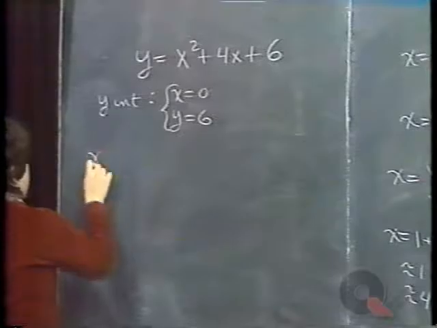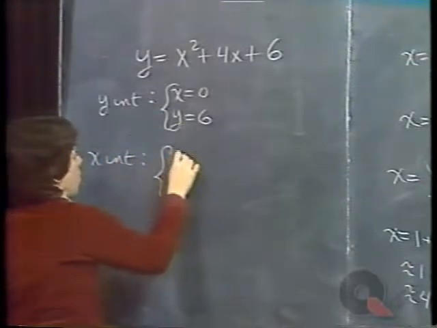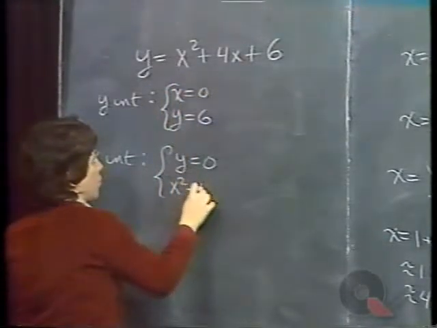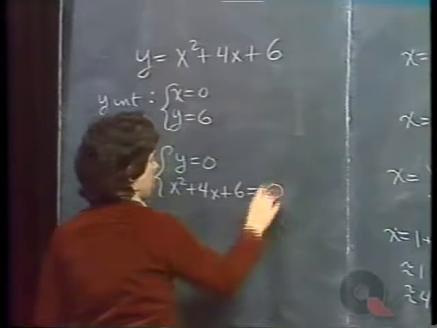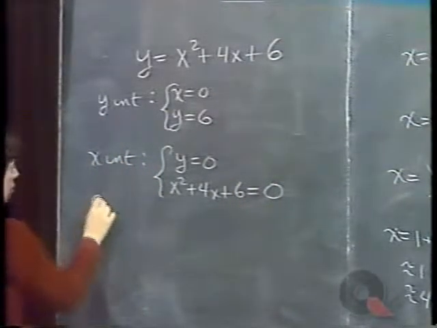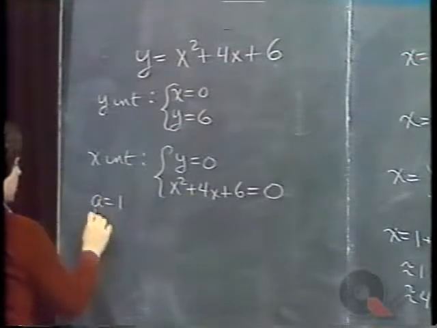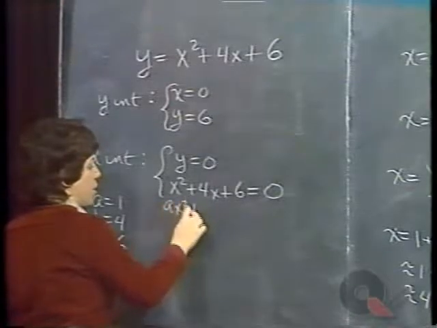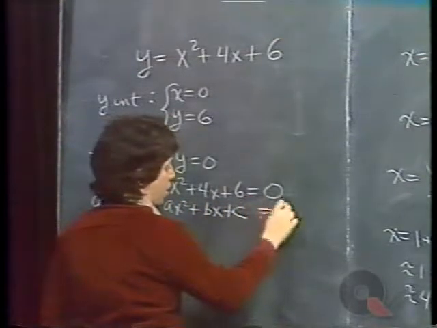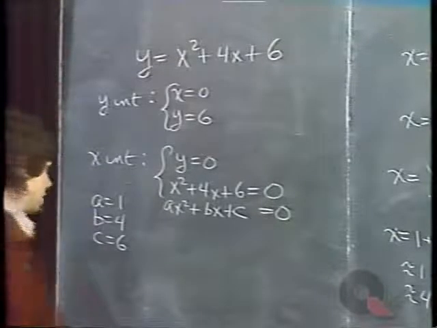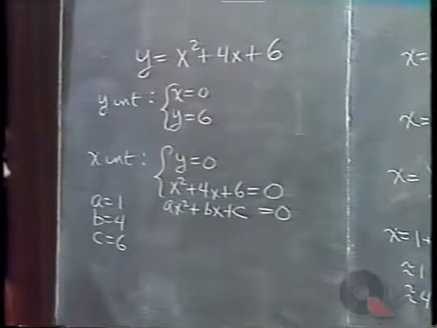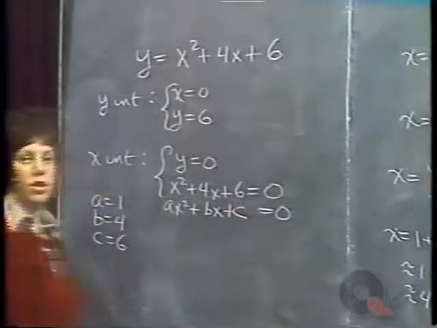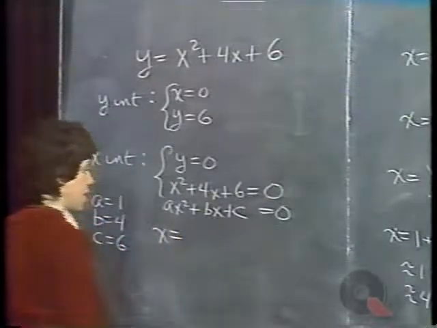To get the x-intercept, we set y equal to 0, and we get the quadratic equation x squared plus 4x plus 6 to solve. In this problem, a is equal to 1, b is equal to 4, and c is equal to 6. We're matching this to ax squared plus bx plus c equals 0. Once again, this problem cannot be solved by factoring. We cannot find two integers that multiply to 6 and add to 4. We're going to solve it by using the quadratic formula.